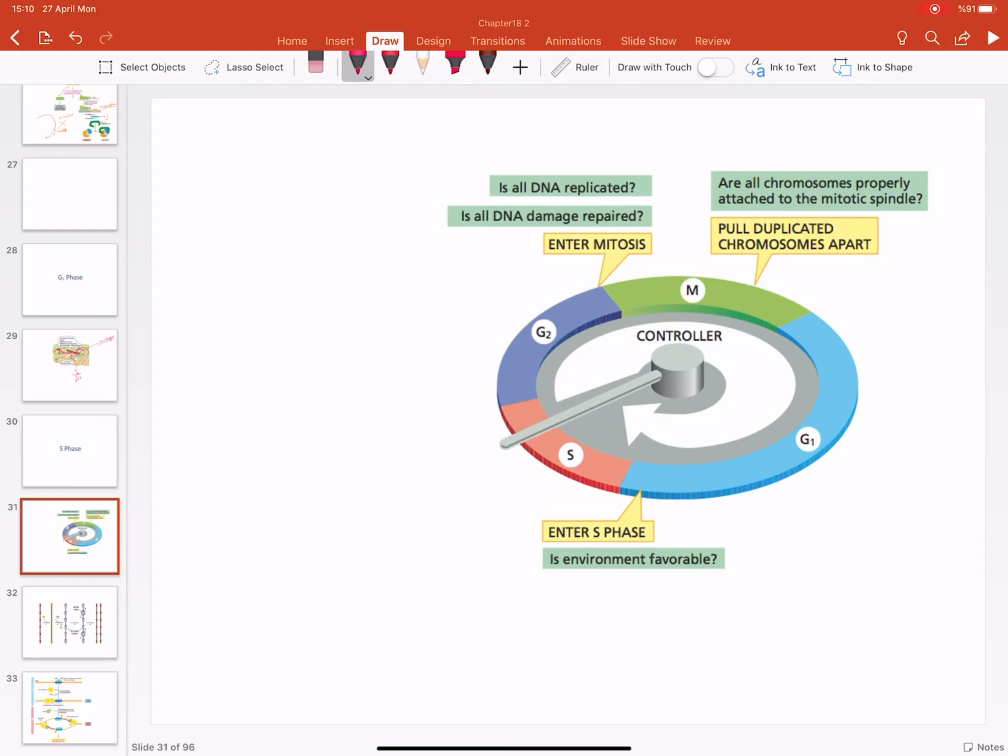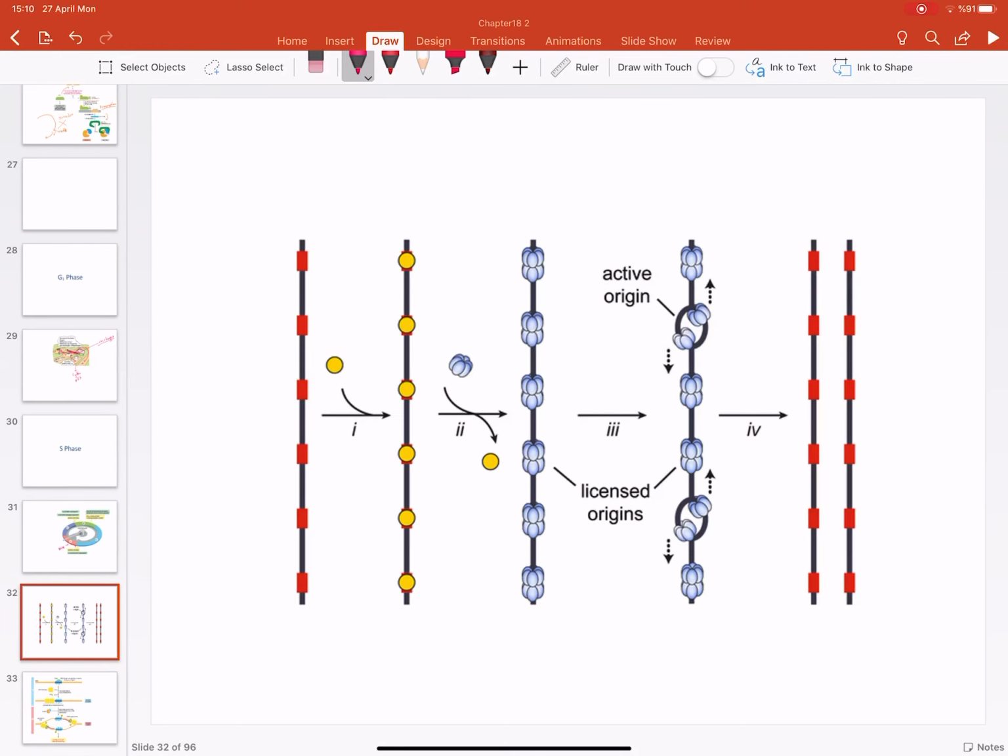Okay, when the S phase starts, we know that the S phase is the synthesis phase. And in the synthesis phase, it is not only synthesizing protein, because protein synthesis is done all the time. What is really synthesized here is the DNA. And DNA synthesis is done in a highly controlled way, because the moment that S phase starts is the moment that DNA replication starts. So this is a chromosome, and these are the origins of replication.